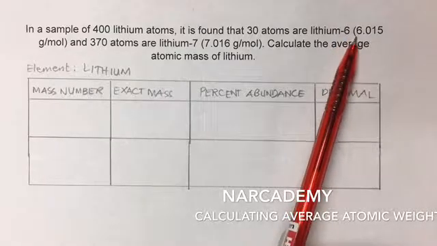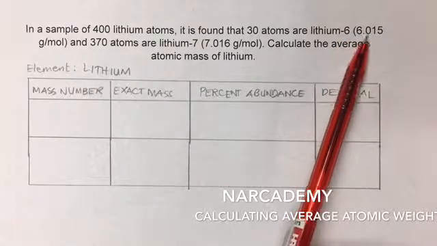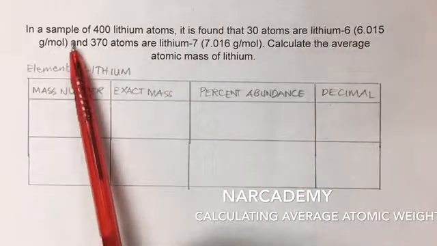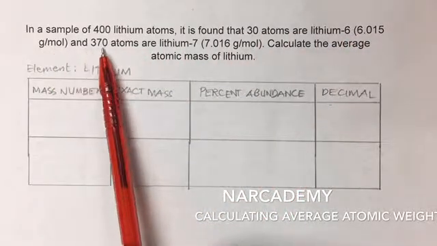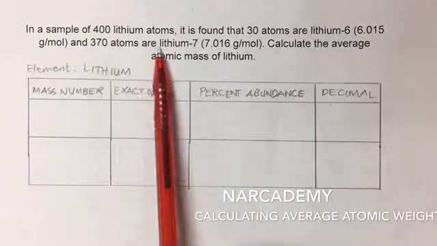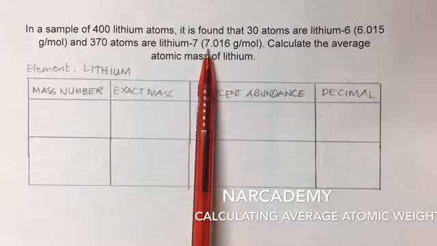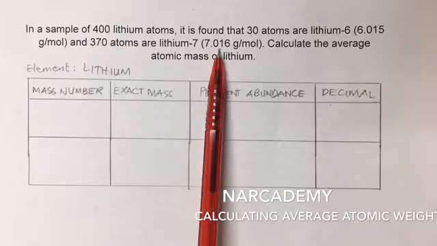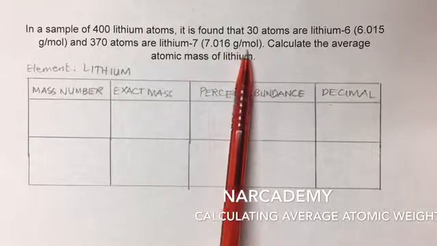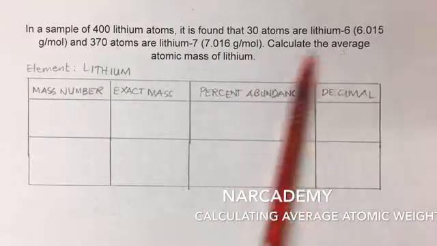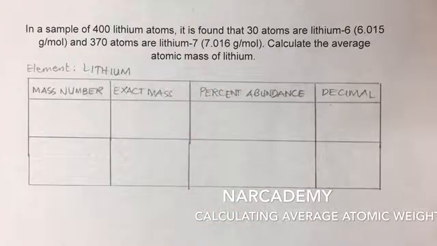It has an actual mass of 6.015 grams per mole. And 370 atoms are lithium-7, and lithium-7 has an actual exact mass of 7.016 grams per mole. So calculate the average atomic mass of lithium given this particular type of problem.